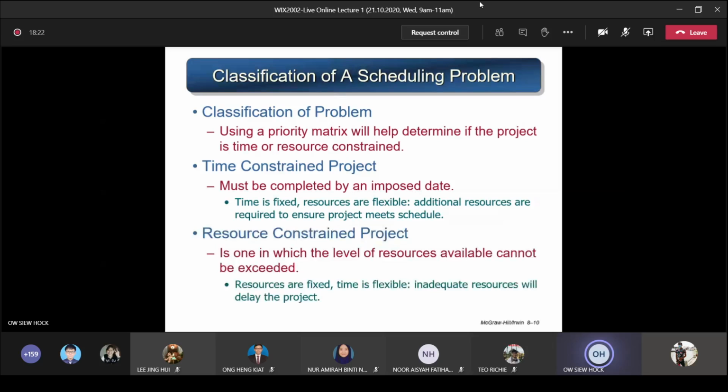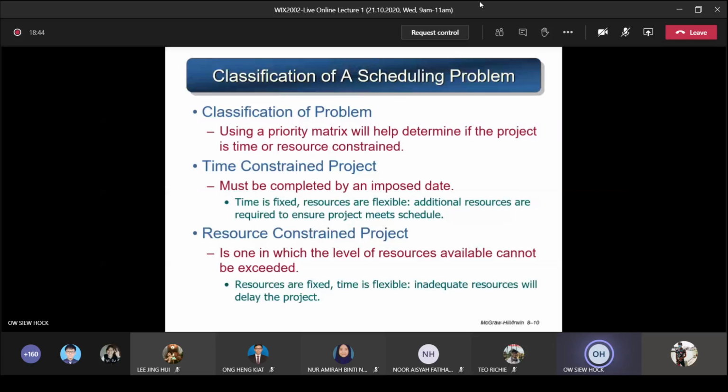The second type is resource constraint. This is one in which the level of resources available cannot be exceeded. That means if you have, let's say, only 10 people in your team, you can only have 10 people, cannot exceed 10 people. The resources are fixed. The number of resources, whatever you have, is fixed. Time is flexible. That means you can adjust your time.